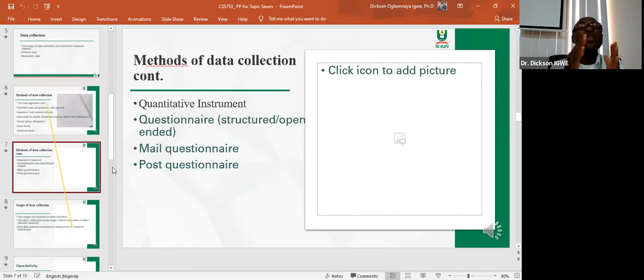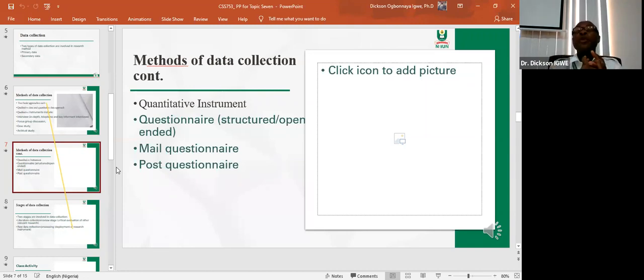The next one is methods of data collection. Continuing. Remember earlier we discussed the qualitative instrumental approach. Here is the second one, the quantitative instrumental approach to data collection. There is one important fundamental instrument that is mostly associated with the quantitative research approach, and that is the questionnaire. Under questionnaire, you have the structured questionnaire, the open-ended questionnaire, the close-ended questionnaire.